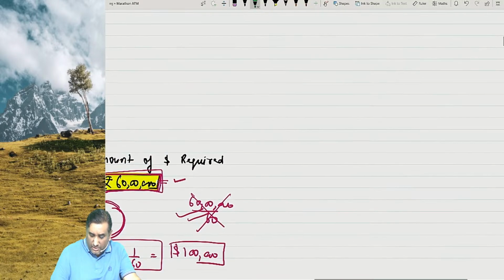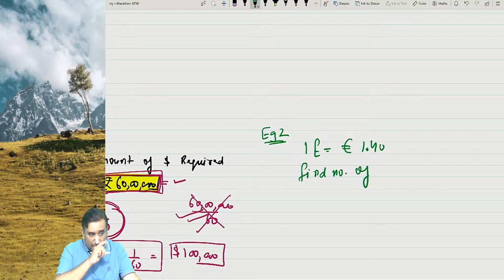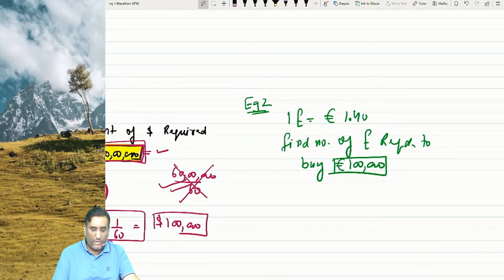Put down example 2. Confirmed currency would be on the left hand side, left to right will multiply. 1 pound is equal to euro 1.4. Even if you know the shortcut, it's okay. You'll do it exactly the same way. Find the number of pounds required by euro 1 lakh.